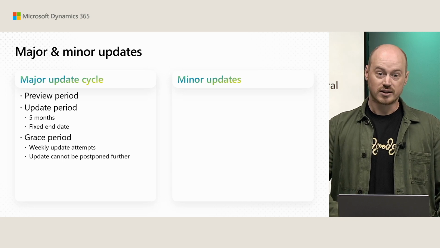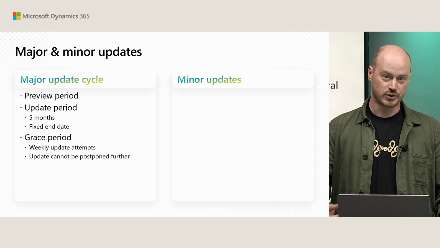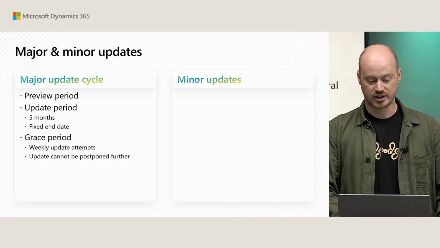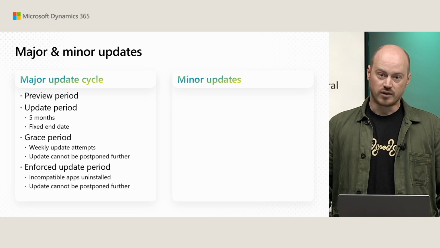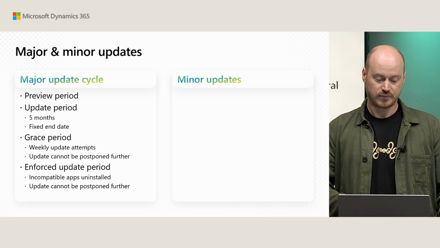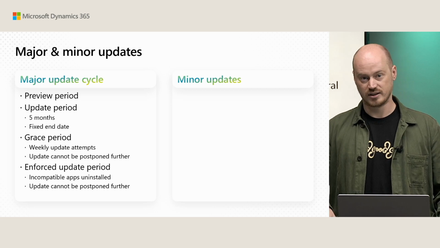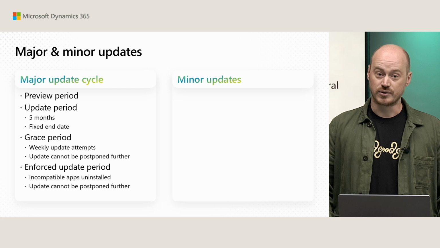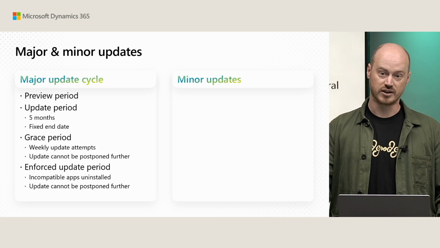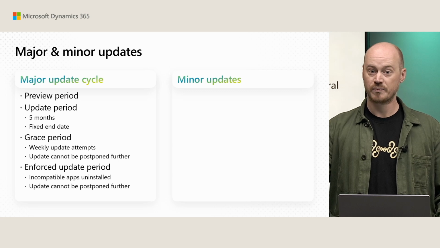During this period, this update cannot be postponed any further. So we'll schedule it, it will run at the date that we schedule, and if it succeeds, you're on to the next update period. If your environment fails to update during the grace period, so we've tried to update it a couple of times and it has not succeeded, we then move on into the enforced update period, during which we'll force the update to succeed by uninstalling any apps that are not compatible with the next version.